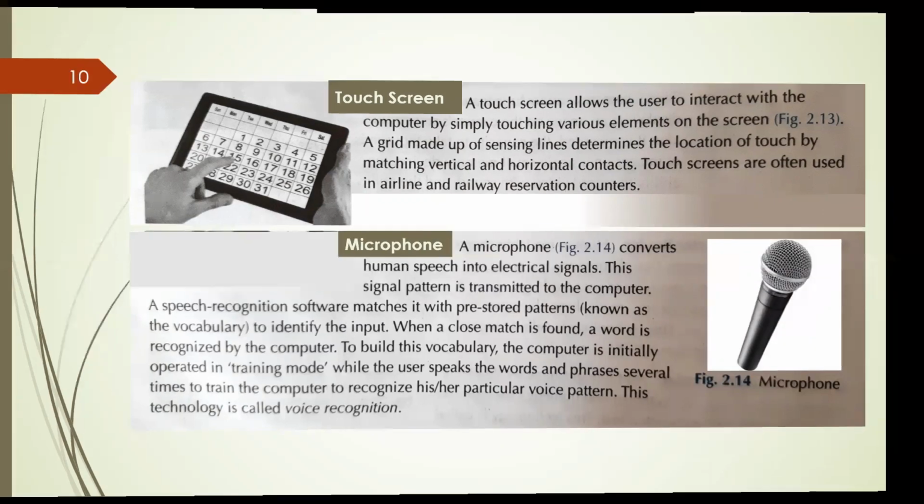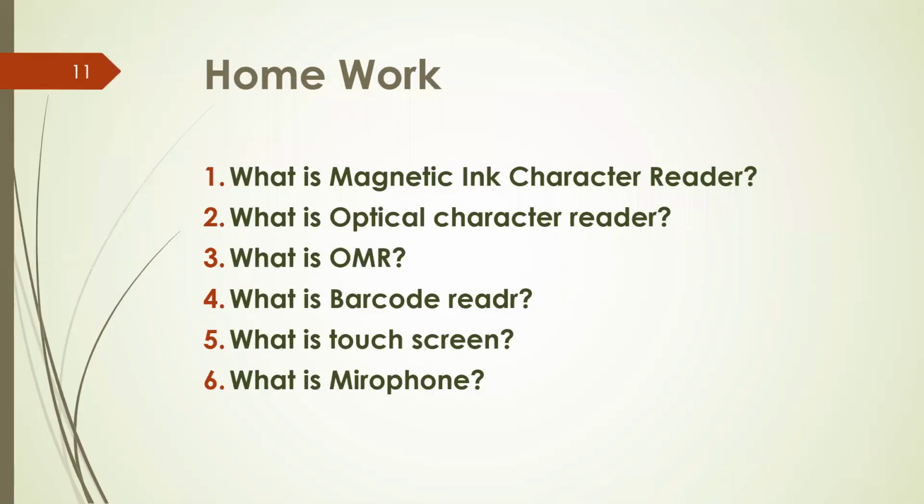No? Okay, so let us see the homework. Today's homework is: what is magnetic ink character reader? You have to find out what is the optical character reader, what is OMR, what is barcode reader. Here the spelling of reader is wrong. For question number 4, please make it correct. What is touchscreen and what is microphone?